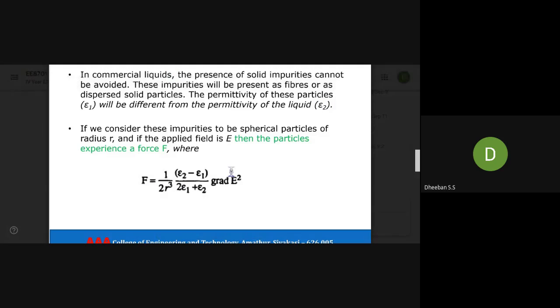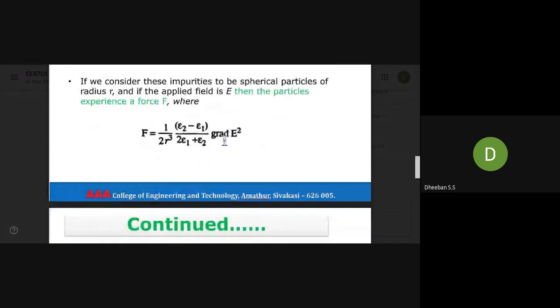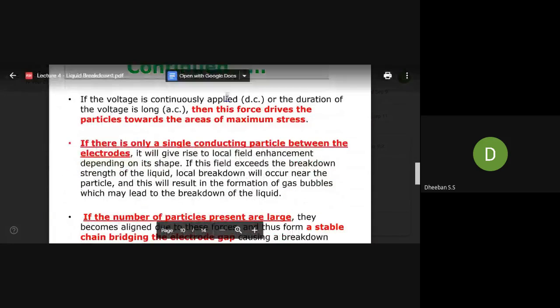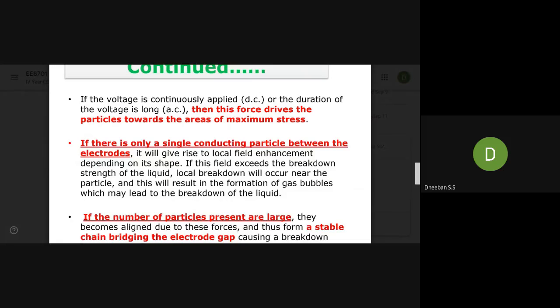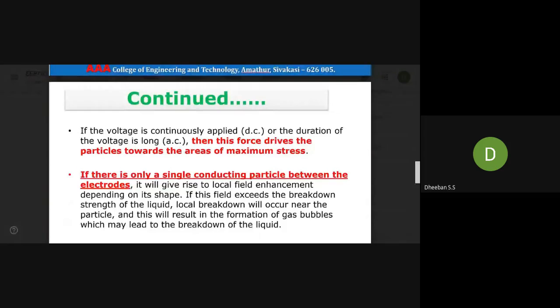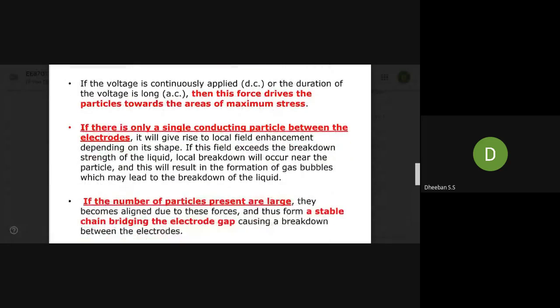This is the force. This formula might have been dealt with in your field theory. Now they're saying if the voltage is continuously applied, or the duration is long, then this force drives the particle towards the area of maximum stress. What they're saying is that if the particle is prone to the maximum, or impacted by an excess amount of electric field, there will be maximum stress on the suspended particles. The suspended particles will be subjected to maximum stress.